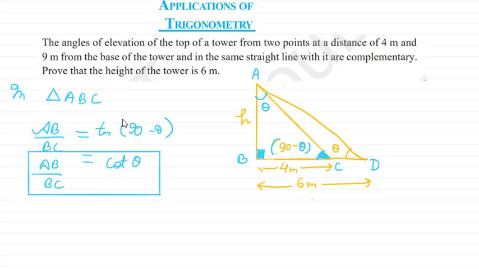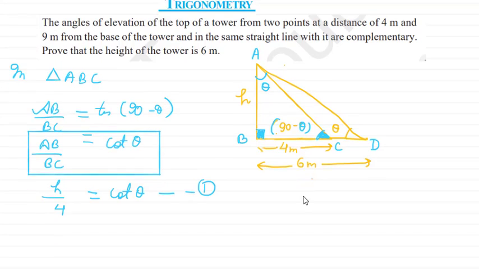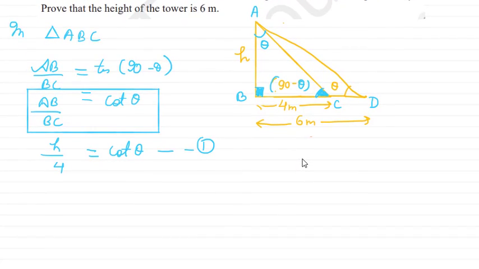So now here what we will get, AB is H and BC is 4. So H by 4 is equal to cot theta. So this is our equation number 1. And if you want to make it a reciprocal of this, you can write 4 by H equals tan theta. So this is our equation number 1. Instead of this, I have made it like this.